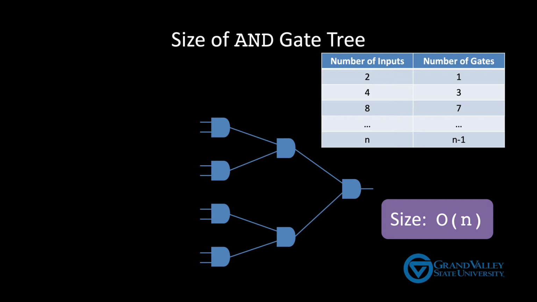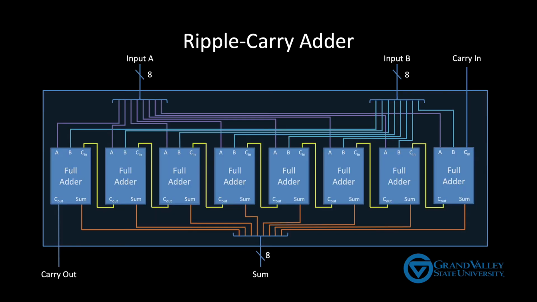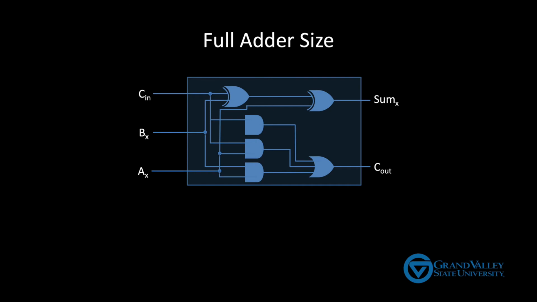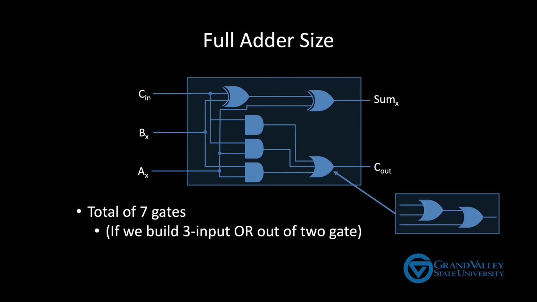So if we count n input gates as big O of n, what's the size of the ripple carry adder? Well, first we need to know the size of the component full adders. In this case, we would say that this full adder requires 7 2-input gates, assuming we build the 3-input gate out of 2 2-input gates like this.